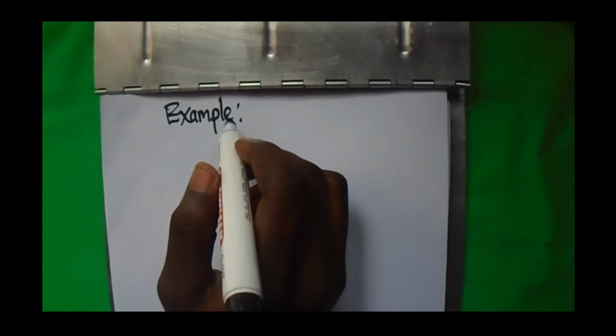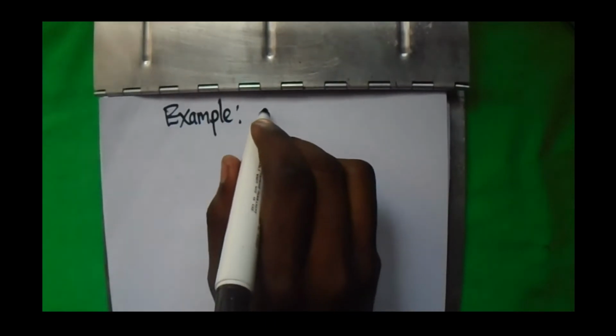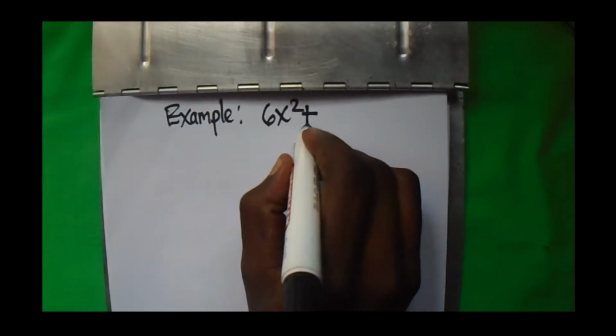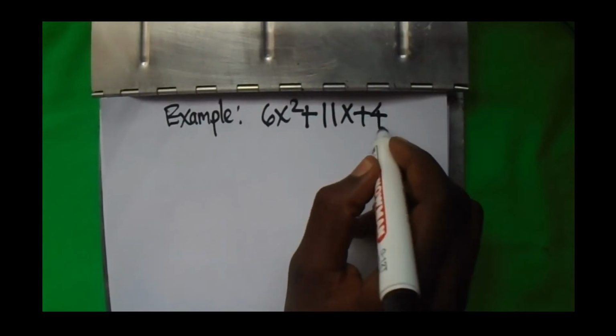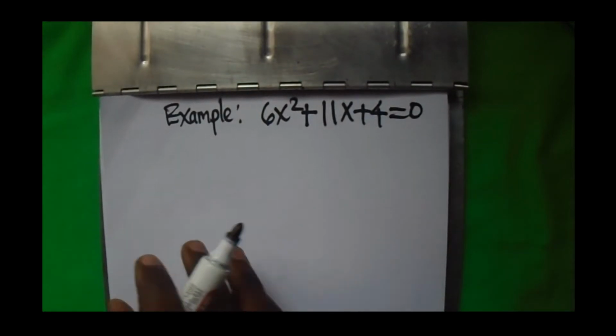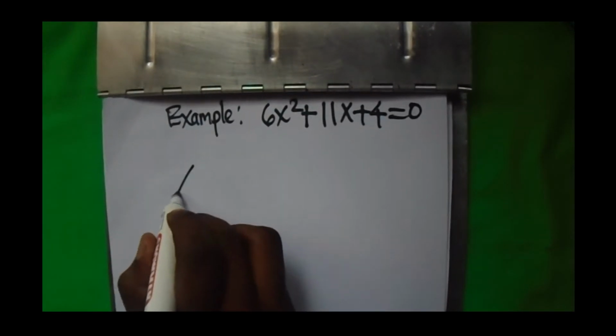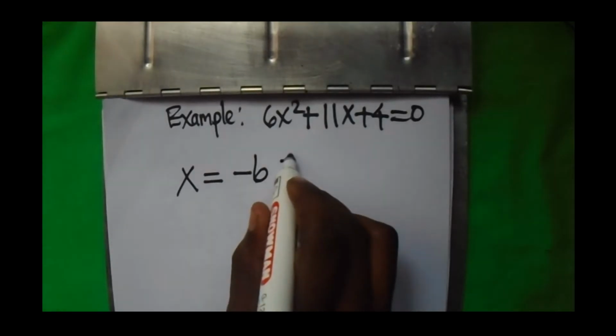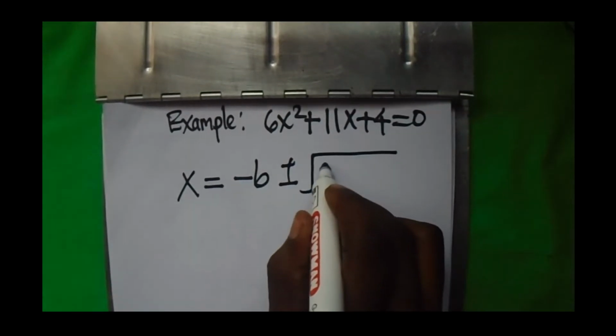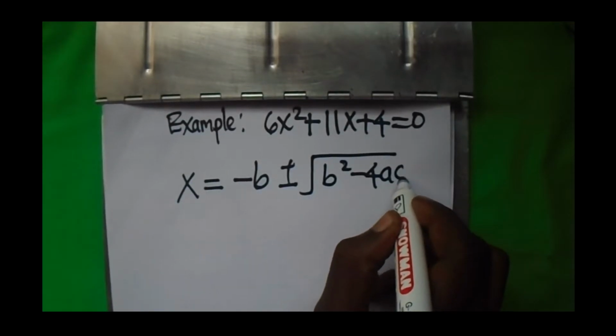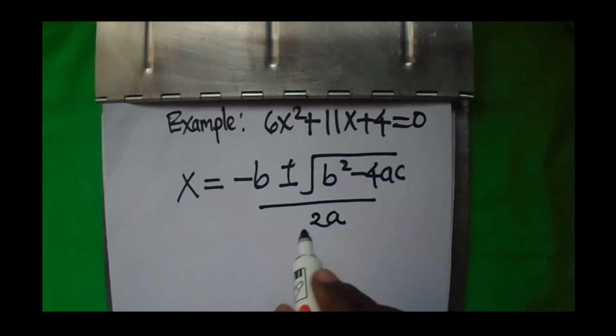Okay, let us see how to use the general formula for solving a quadratic equation. So let's look at an example: 6x squared plus 11x plus 4 equals 0. We are going to use the general formula for solving a quadratic equation, which is x equals negative b plus or minus the square root of b squared minus 4ac over 2a.